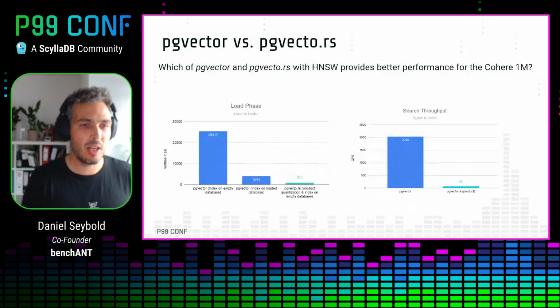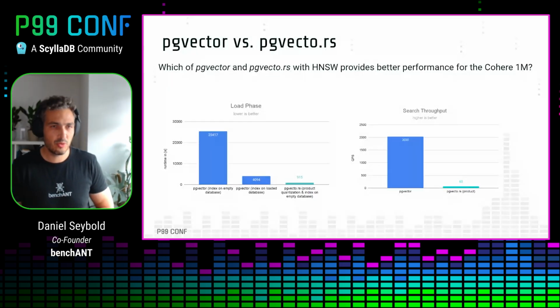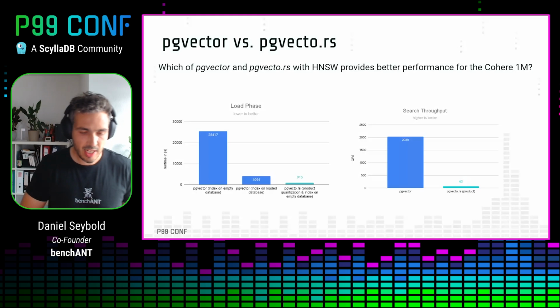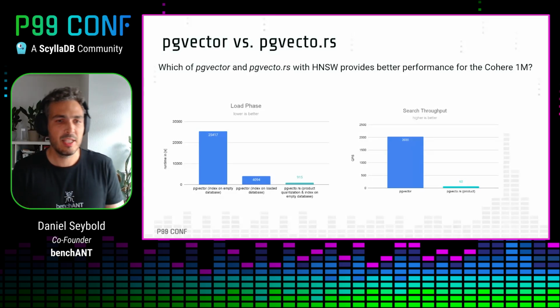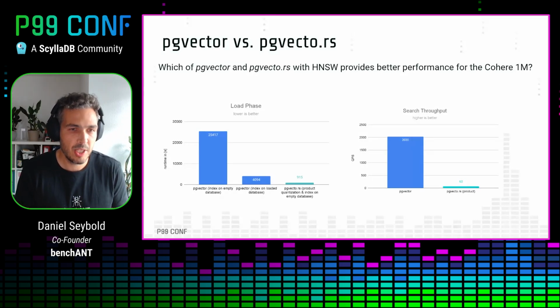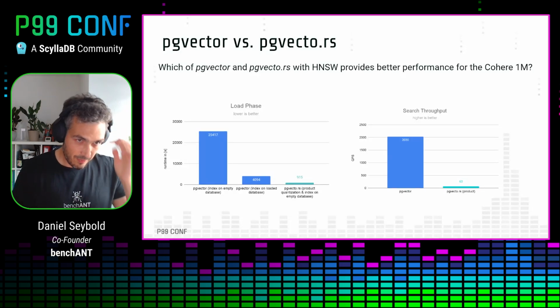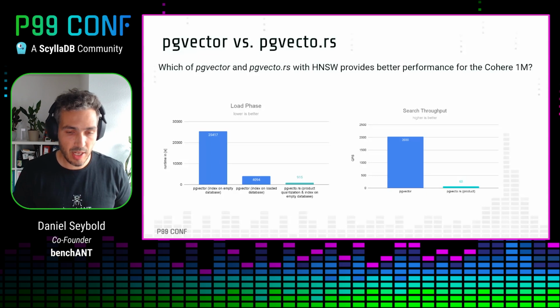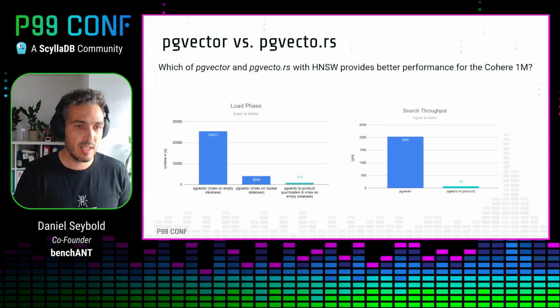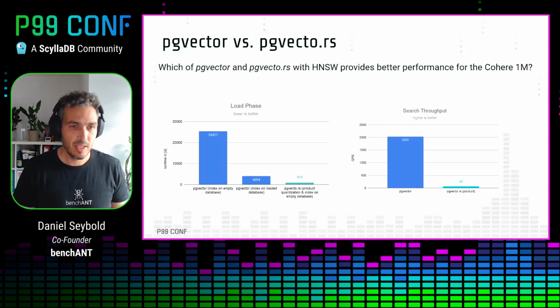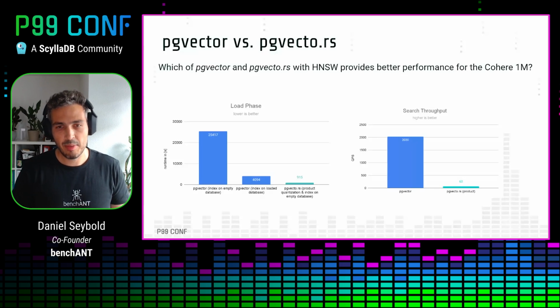On the left chart, we can see the load phase. So for ingesting the data and creating the index, here we can see that pgvector.rs is definitely faster than both approaches with either creating the index on an empty database or on a loaded database with pgvector. But on the right chart, we see that performance is significantly higher for pgvector.